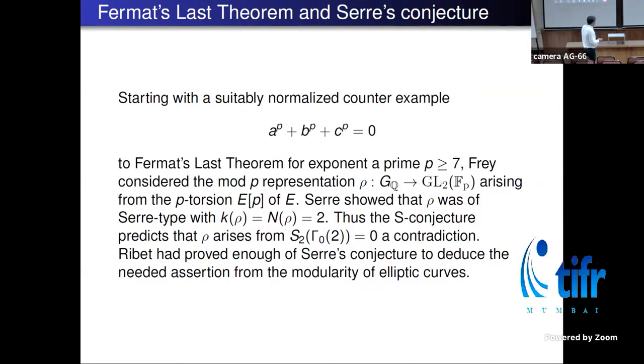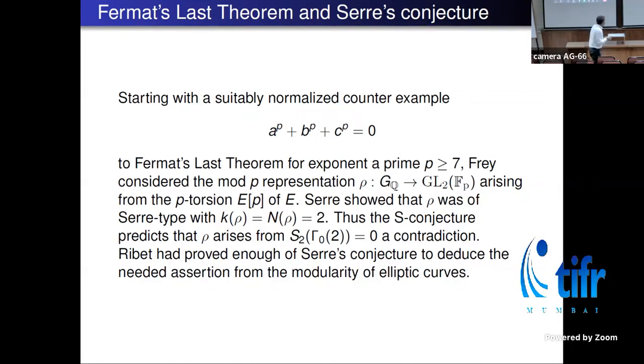He thought that this representation should not exist, but Serre made precise the reason why it should not exist. Serre looked at Frey's curve and the mod p representation, did a ramification analysis of it, and showed that the invariants associated with this mod p representation were: the weight k of rho is 2, and the level is 2. So Serre's conjecture would predict that rho arises from S_2(Gamma_0(2)), which is the space of holomorphic differentials on some P^1, which is 0, and therefore that's a contradiction.